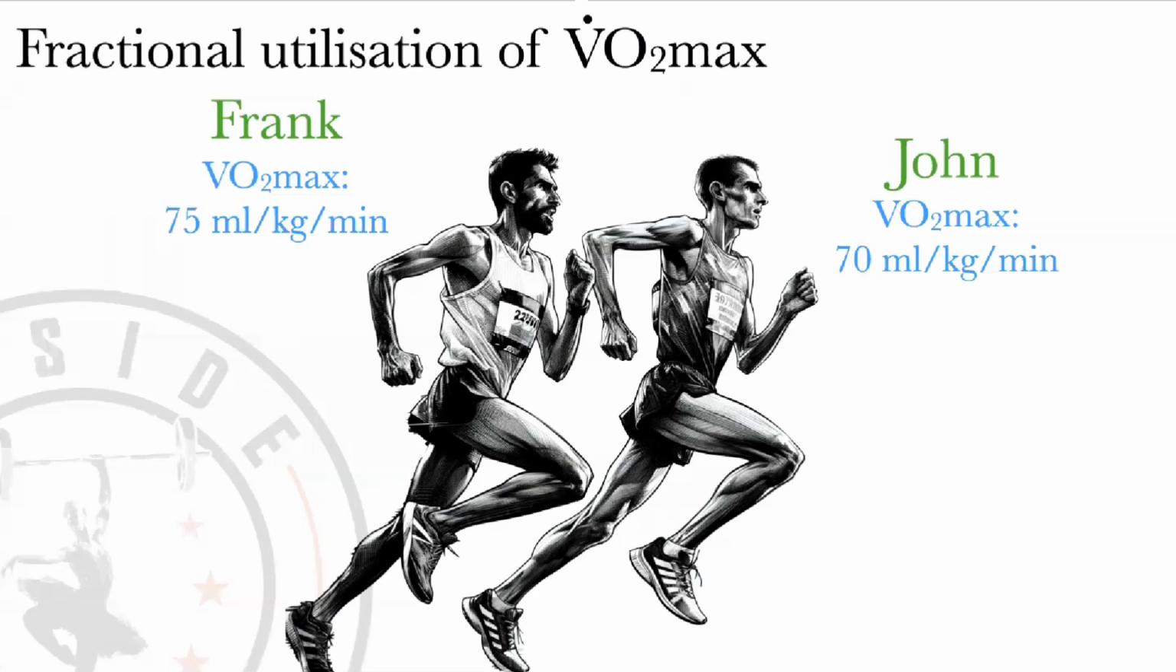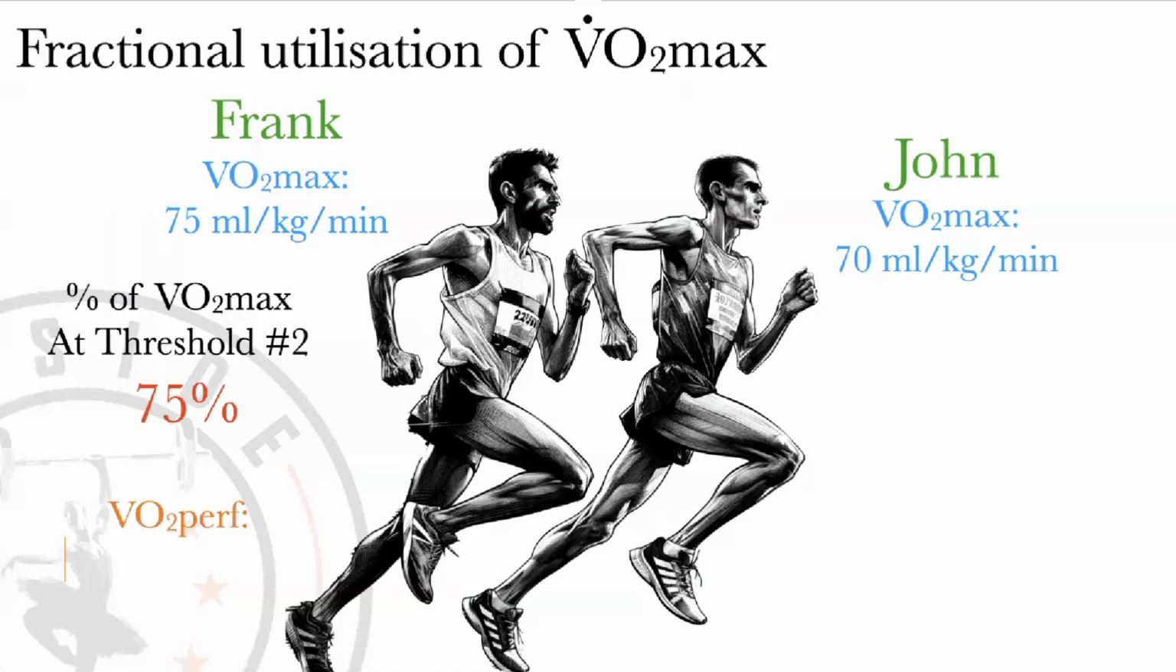and we have to actually look at how much of that VO2 max those two runners can use in what we call a metabolic steady state, which is characterized by this concept of threshold, or threshold number 2. And so what we're going to look at here is what percent of his VO2 max Frank can maintain at his second threshold. In that case, it's 75%. So his performance VO2, or his VO2 at threshold, is going to be 56 milliliters per kilo per minute.